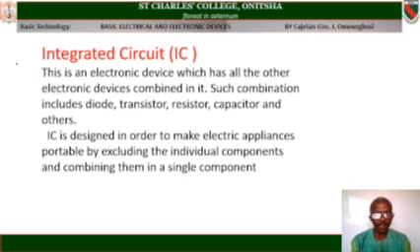Integrated circuit or IC. This is an electronic device which has all the other electronic devices combined in it. Such combination includes diode, transistor, resistor, capacitor, and others. IC is designed in order to make electric appliances portable by excluding the individual components and combining them in a single component.